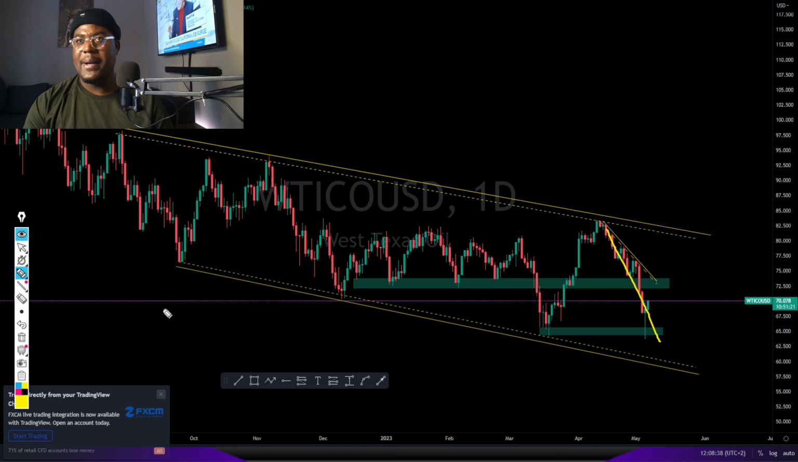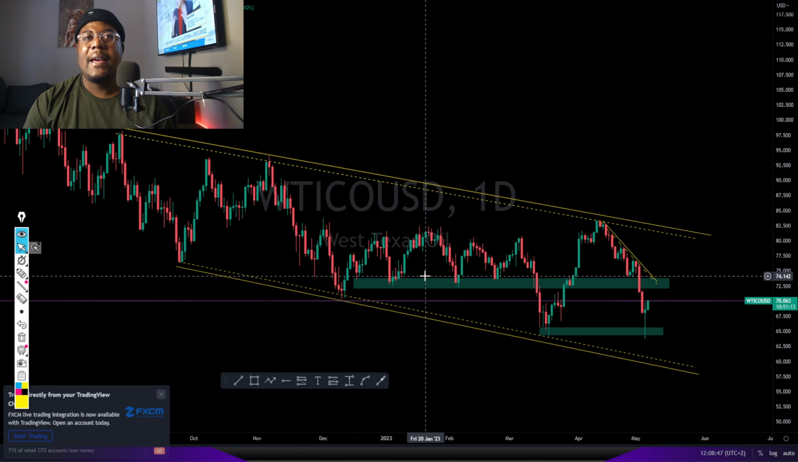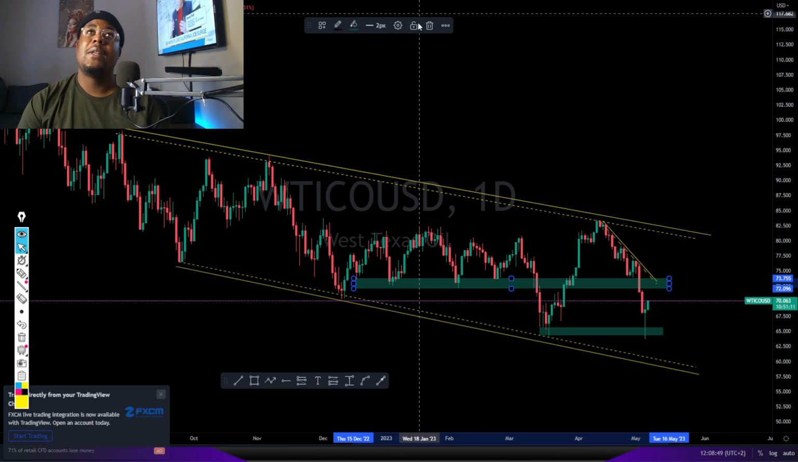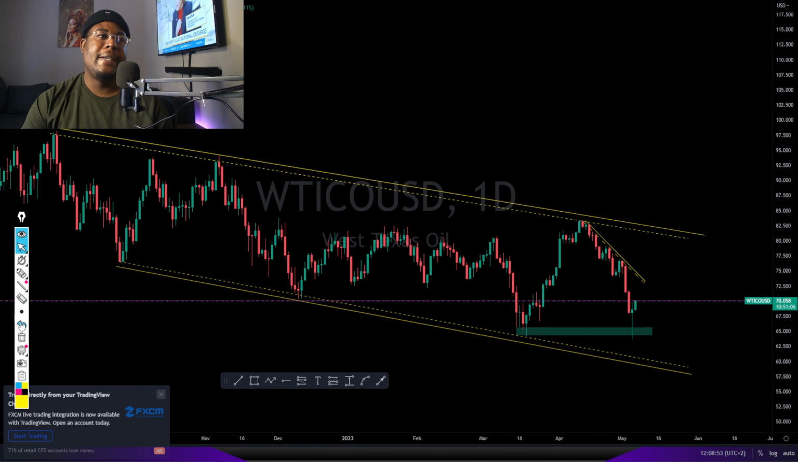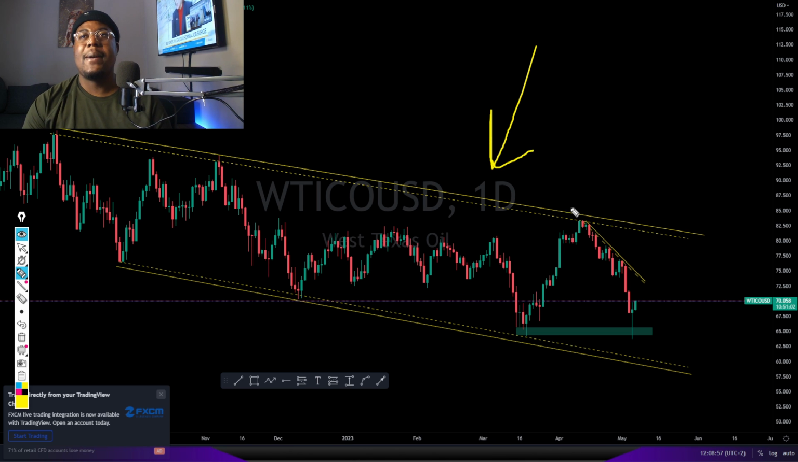So it seems like the market actually respected our previous support. You can see that we had a support there and the market actually respected it. So I think I have to remove this. The market did not actually respect that that much. But what I like is it shows that the market is following this downtrend. The market is downtrending.